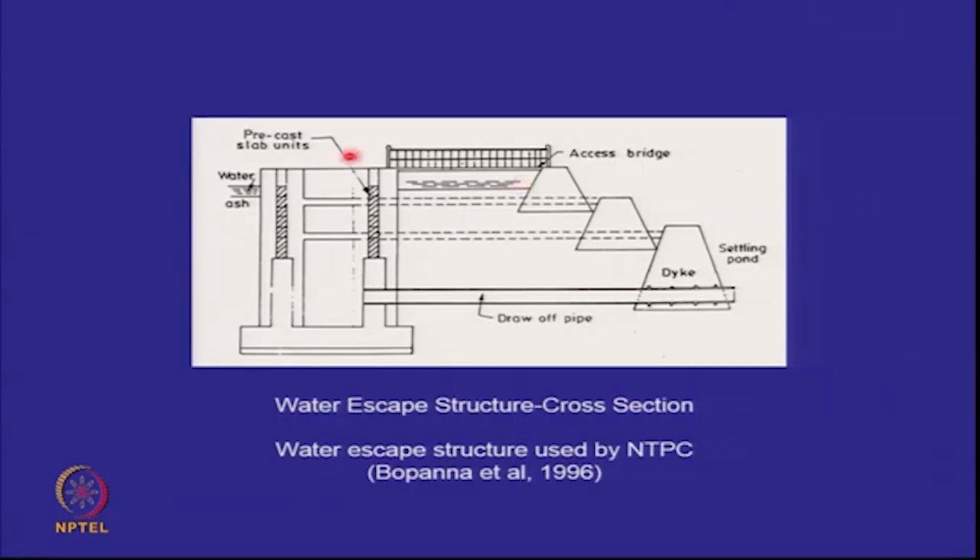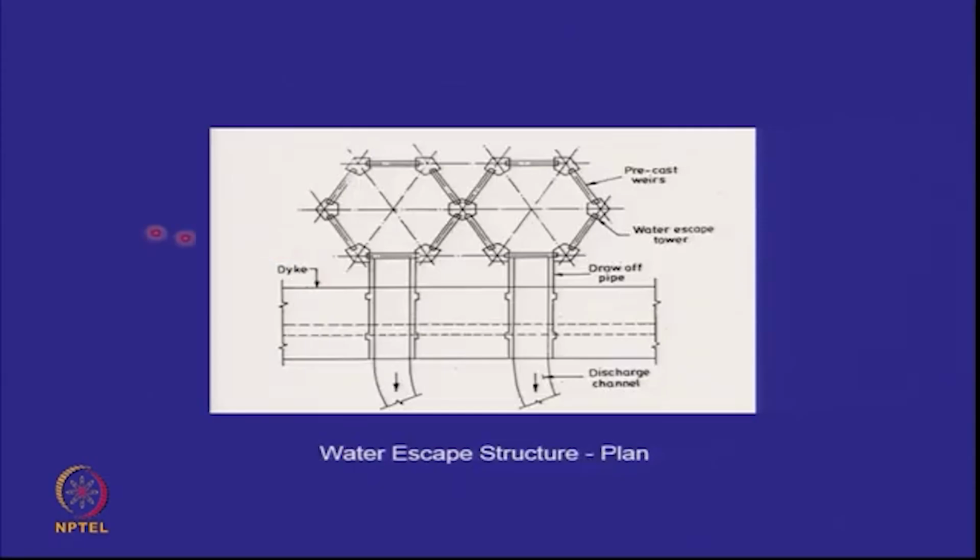Okay. So they keep the water escape structure far away, and you have an access bridge to it, such that at least for 5 raisings, it does not get submerged. They don't have ports. These are hexagonal in shape, so this is one water escape structure.